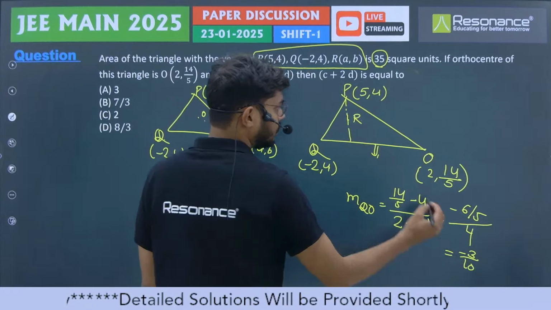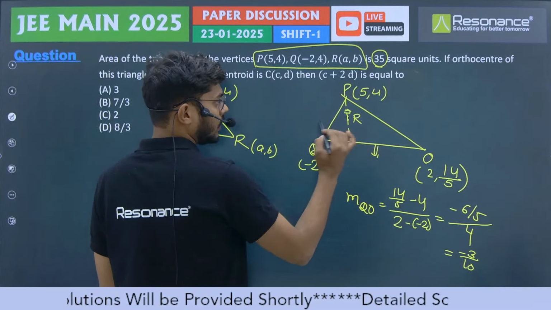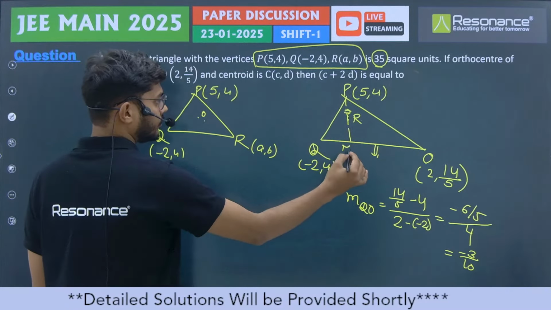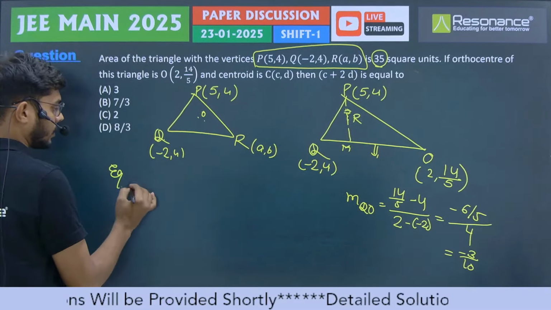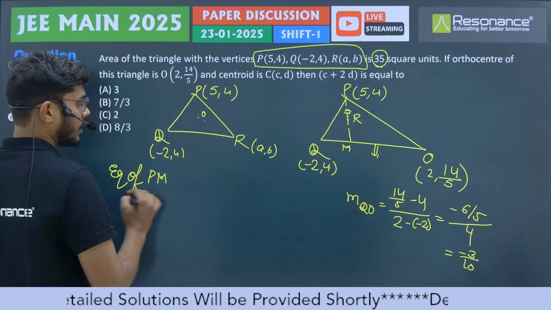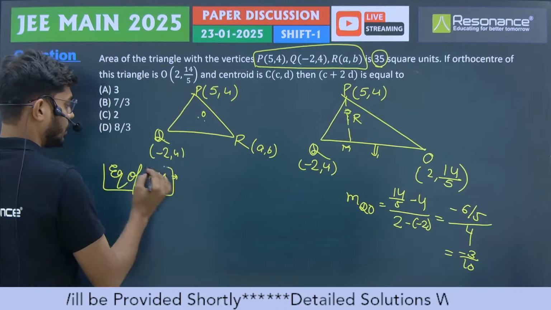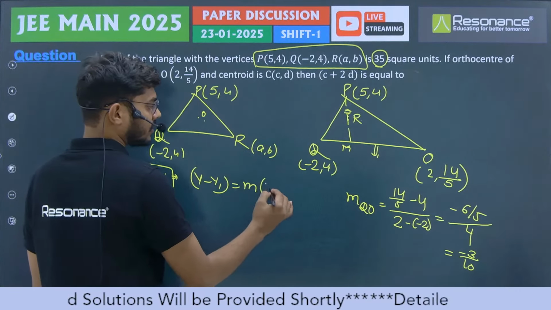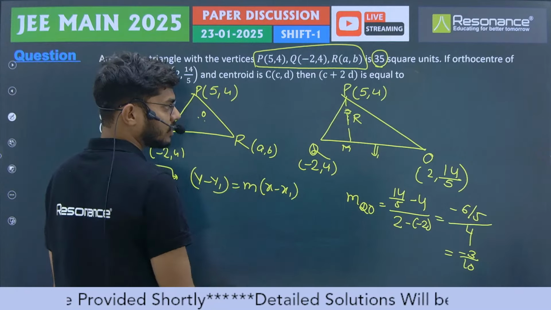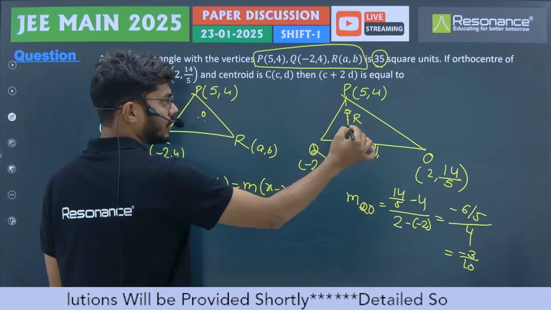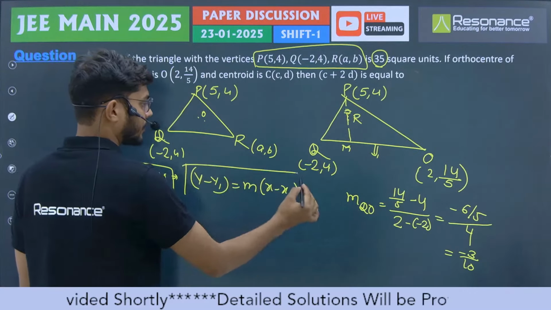If I know the slope, can I write the equation of the altitude, Pm? The equation formula is y minus y1 equal to m times x minus x1. Based on the calculation, I will get the slope of this line, and then I can use this formula.